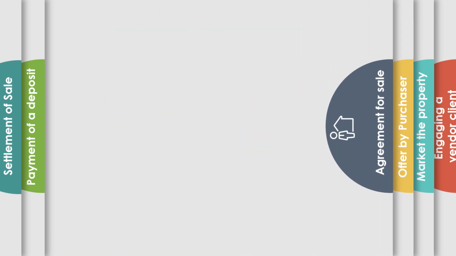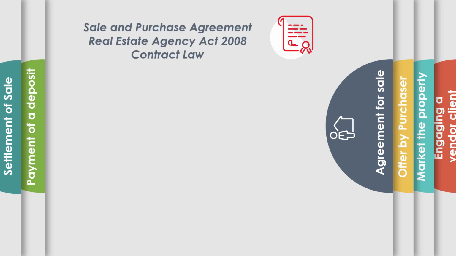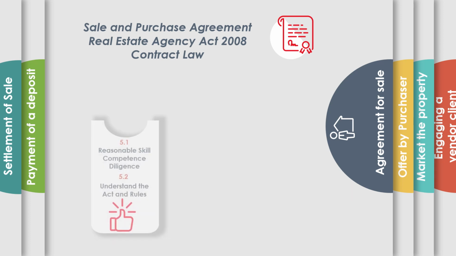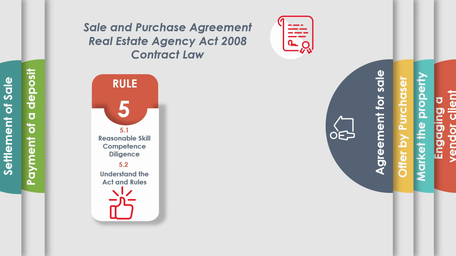Buyers' offers will be presented to vendors using a standard sale and purchase agreement. The sale and purchase agreement contains details of the purchase. Rule 5 governs this section. It is crucial for agents to take extra care when completing the agreement for both parties, as it is required that agents must demonstrate reasonable skill and competence when dealing with the paperwork.